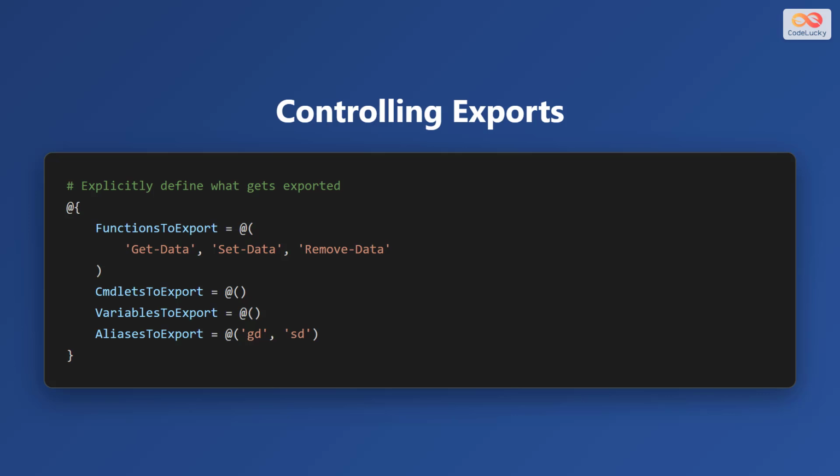One of the most important aspects of a manifest is controlling what gets exported from your module. The FunctionsToExport key takes an array of function names that you want to make public, like Get-Data, Set-Data, and Remove-Data. You can set CmdletsToExport, VariablesToExport, and AliasesToExport to empty arrays if you're not exporting those types. This explicit control helps you maintain a clean public interface for your module while keeping internal helper functions private. It's a best practice to always explicitly list your exports rather than using wildcards.